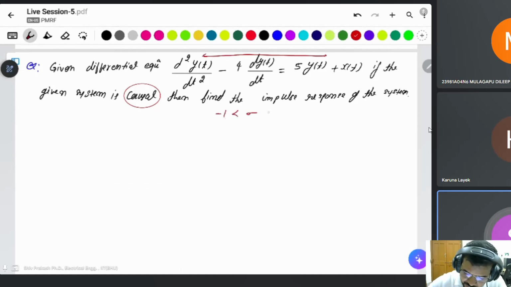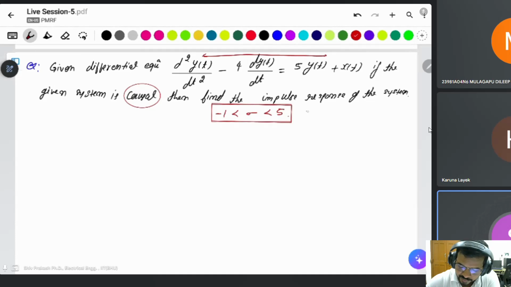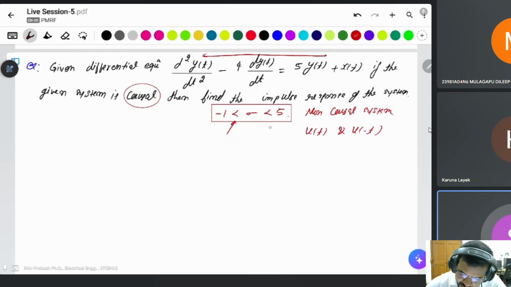-1 to 5, this is the ROC. And ROC shows that this will be a non-causal system, because this is between them, greater than something and less than something also. Then there is u(t) and u(-t) also. For the less than, then u(-t). For greater than, u(t) is there.